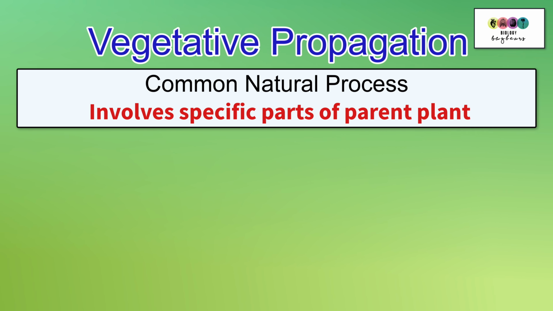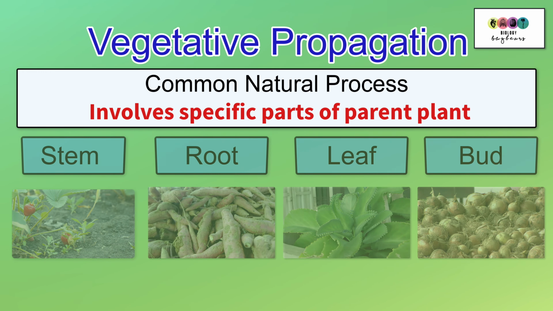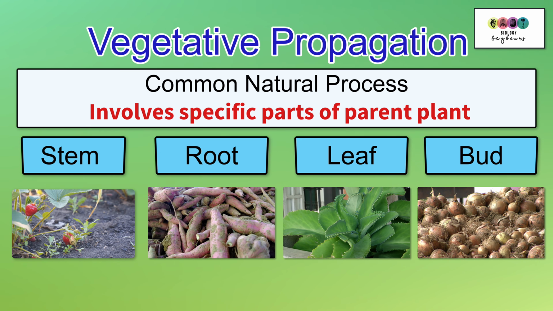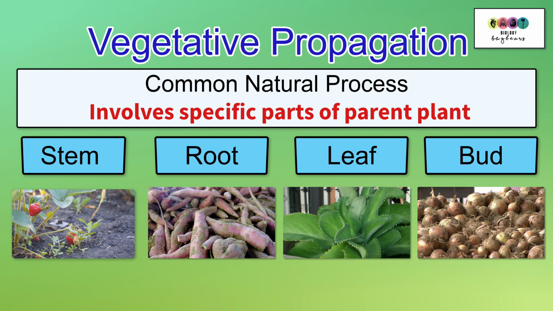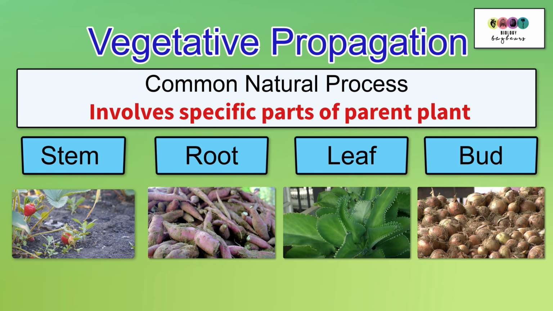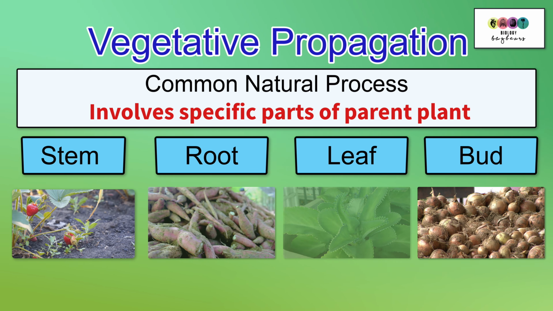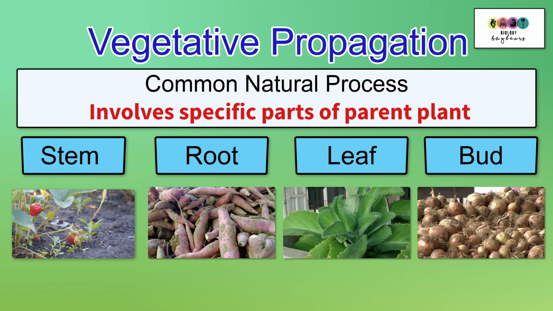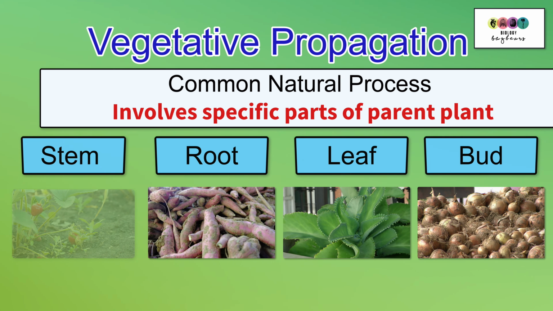Vegetative propagation is a common natural process. It involves specific parts of a parent plant that become separated and give rise to new individual plants. Vegetative propagation can involve the stem, the root, the leaf and the bud, and we have to give examples of each and a brief explanation as to how this happens.